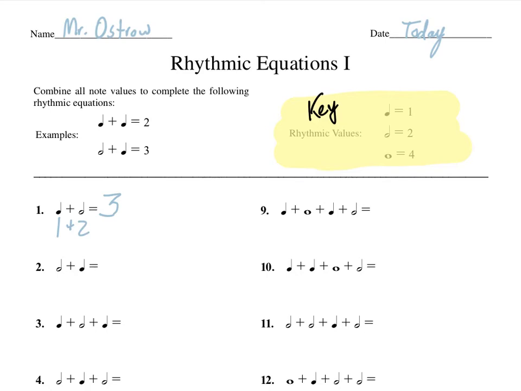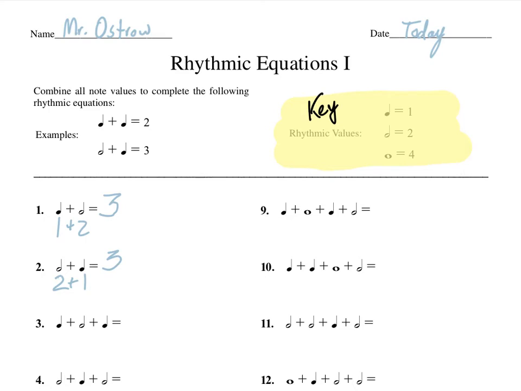I'm going to do number 2. Number 2 would be a half note, which is 2. That's how you know it is. Plus a quarter note, which we know is 1. So that also equals 3. So whether the half note comes first or the quarter note comes first, as in the examples of 1 and 2, they both add up to 3.